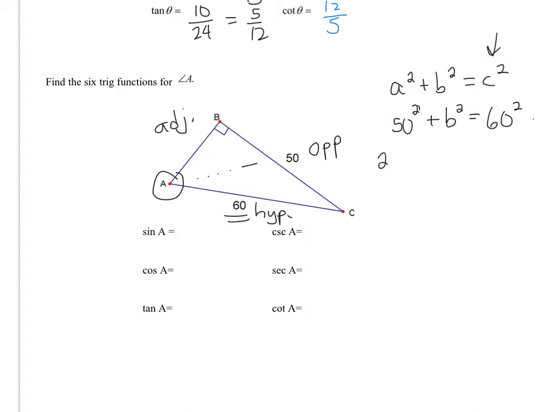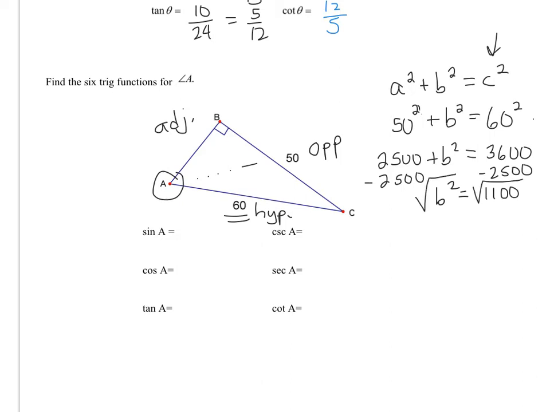So 50 times 50 is 2500 plus b squared. 60 times 60 is 3600. So I can subtract 2500 from both sides. So b squared is going to equal 1100. And then I'll simply take the square root of both sides. So b, which is this adjacent side, is going to be the square root of 1100. Or if I simplify that, I know b is going to be 10 times the square root of 11.